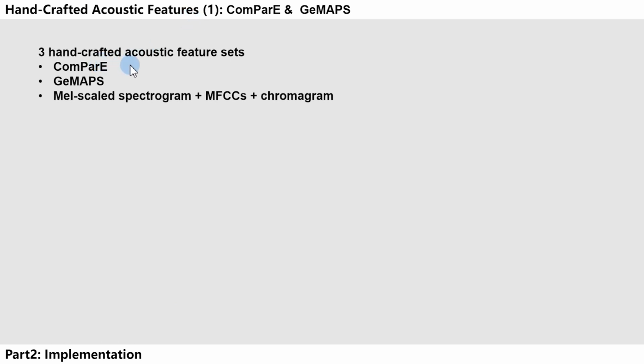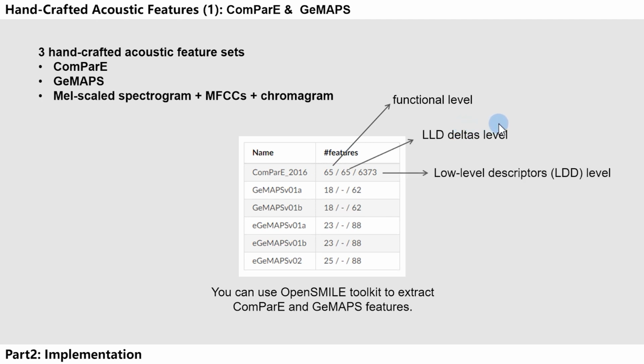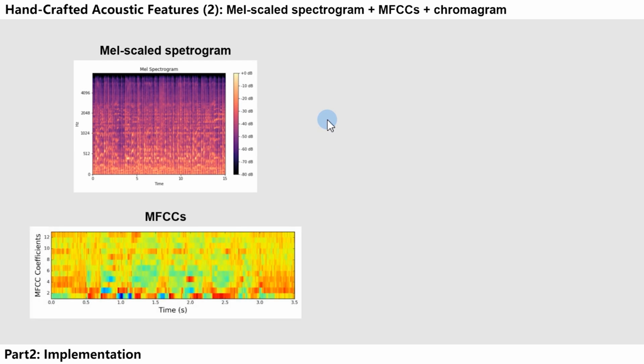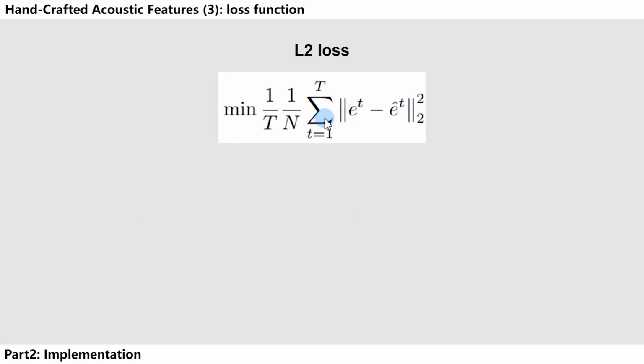The first one is the ComParE feature sets, and the second one is GeMAPS. For those two feature sets, we can use the openSMILE toolkit to extract them. The openSMILE toolkit is a very powerful toolkit. You can extract ComParE feature sets from the functional level or from the low-level descriptor level. And we can also use the mel-scaled spectrogram, MFCC, and chromagram to extract meaningful features.